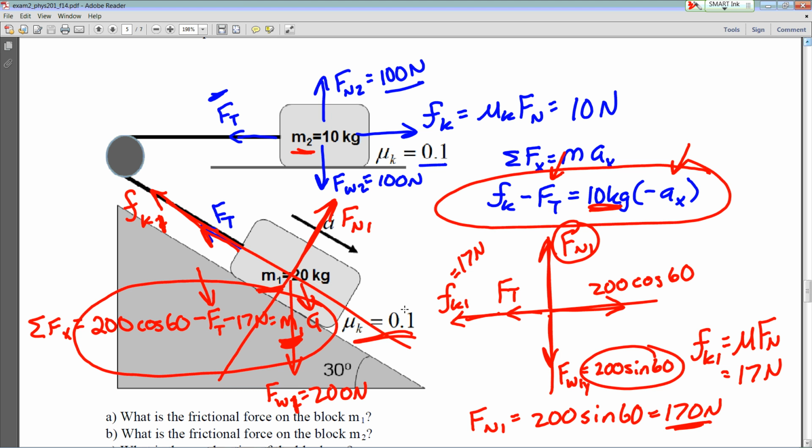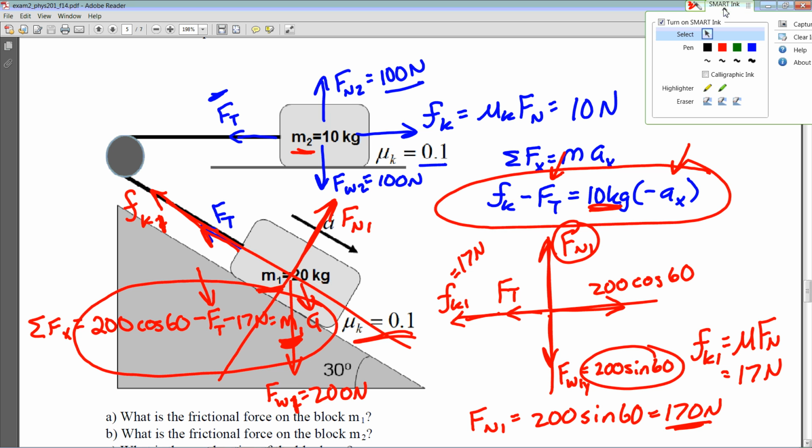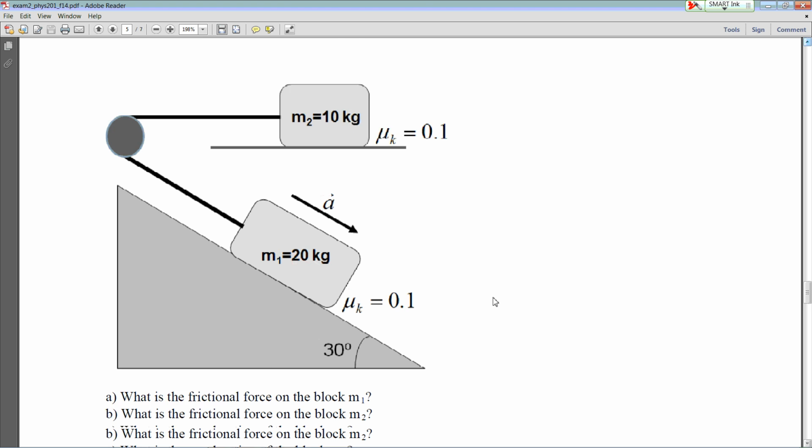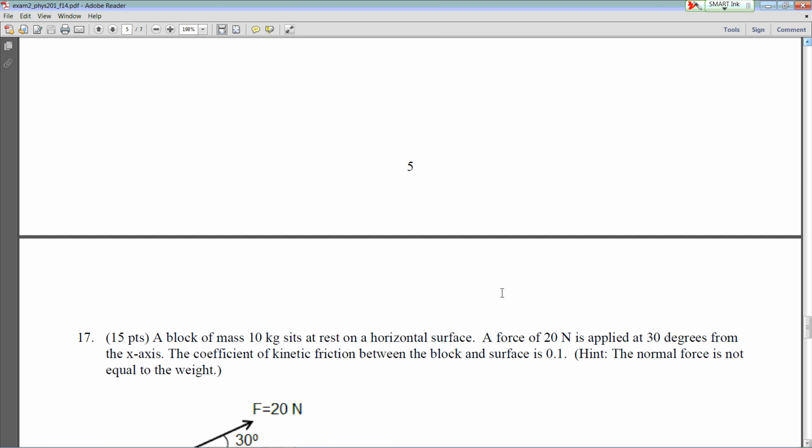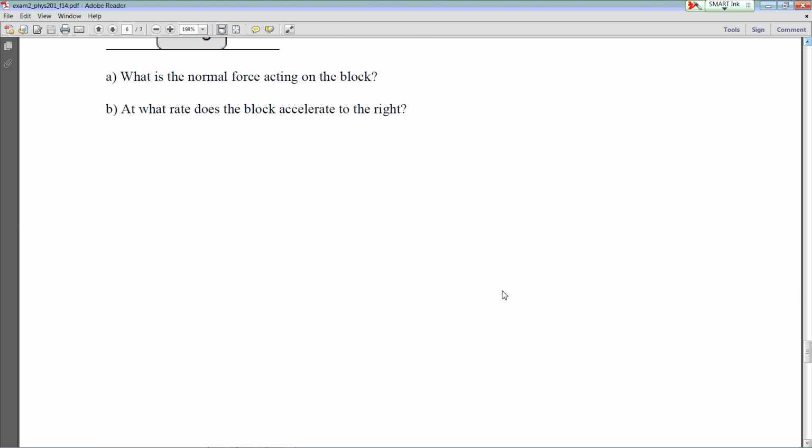Okay. Your problem tomorrow will not be quite as complicated as this if you have an inclined plane, or even if you don't. But you will have Newton's second law. Can I clear this? Okay. What else on this test?